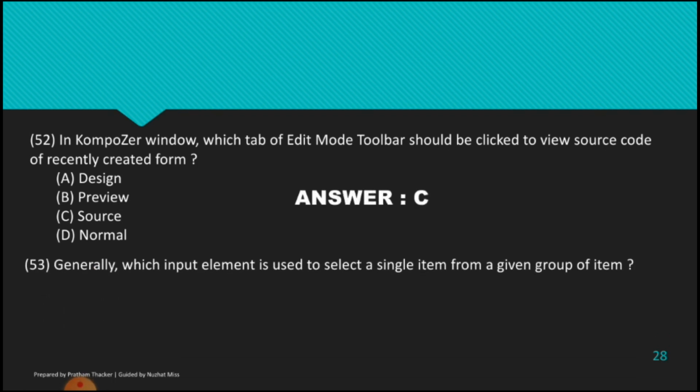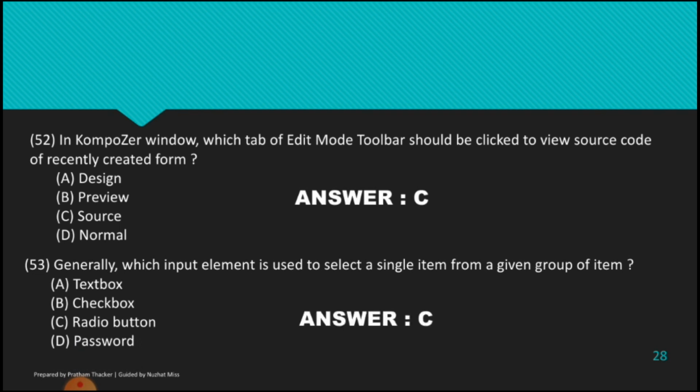Question number 53. Generally, which input element is used to select a single item from a given group of items? Option A text box, option B checkbox, option C radio button, option D password. Answer is option C radio button.